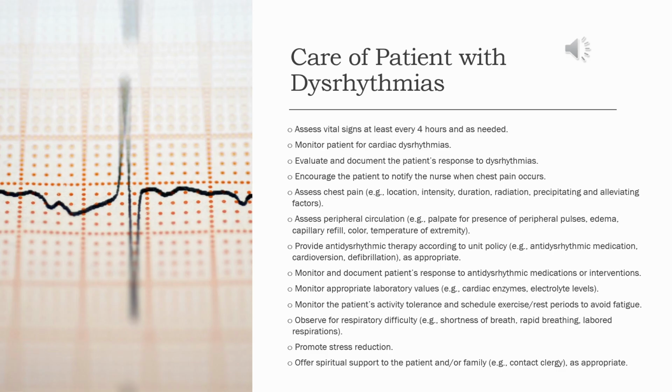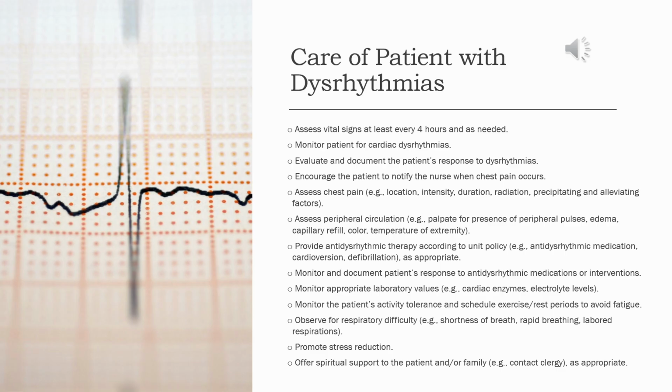Next, we have laboratory and activity monitoring. So monitoring those cardiac enzymes, which are like lab values, and their electrolytes is going to be very important. We know that potassium, magnesium, and calcium imbalances can all contribute to dysrhythmias. We also want to help regulate the patient's activity level, making sure that they have scheduled rest periods so that we can prevent things like fatigue, which can worsen a dysrhythmia.